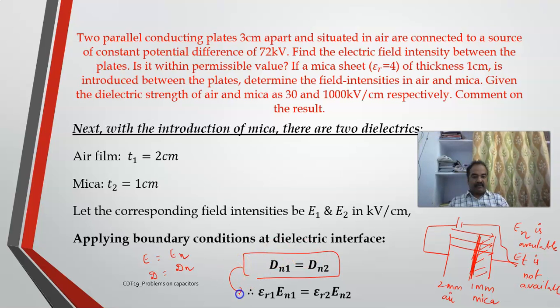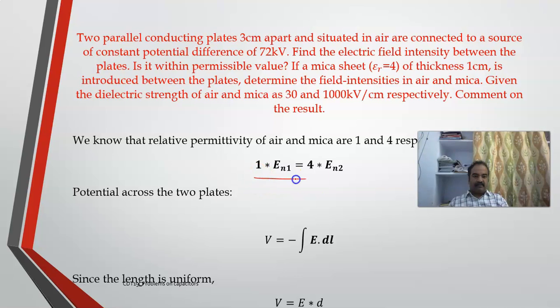If I convert it into E, D is nothing but epsilon naught, epsilon r into E. This is my expression, which we have already done in the previous lectures. Now I will substitute here. Epsilon r1 is nothing but my air, it is 1. Epsilon r2 is my copper, it is nothing but 4, which has been given. So if I substitute, this is my formula.